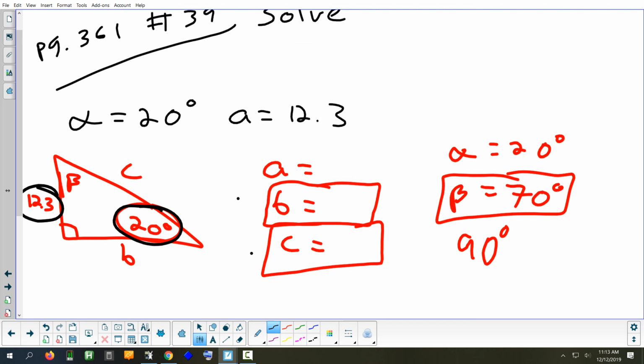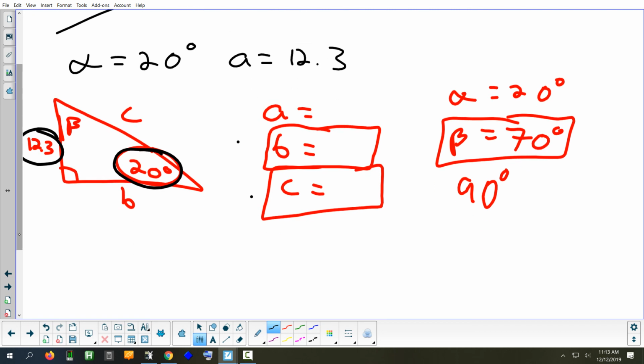So B or C, which one you want to do next? B. So figure out the names of these two sides from the perspective of the 20. Opposite and adjacent.